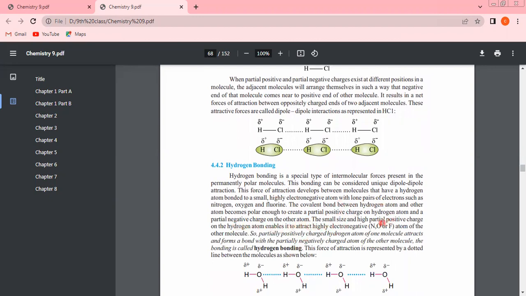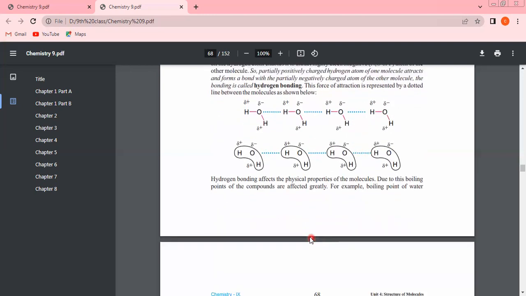The small size and high partial positive charge on the hydrogen atom enables it to attract the highly electronegative nitrogen, oxygen, or fluorine atom of the other molecule. So the partially positively charged hydrogen atoms of one molecule attract the partially negatively charged atom of the other molecule. The bonding is called hydrogen bonding. This force of attraction is represented by a dotted line between the molecules as shown below.